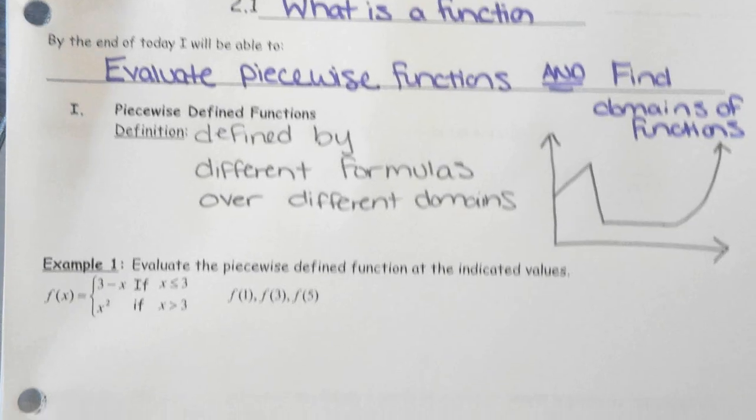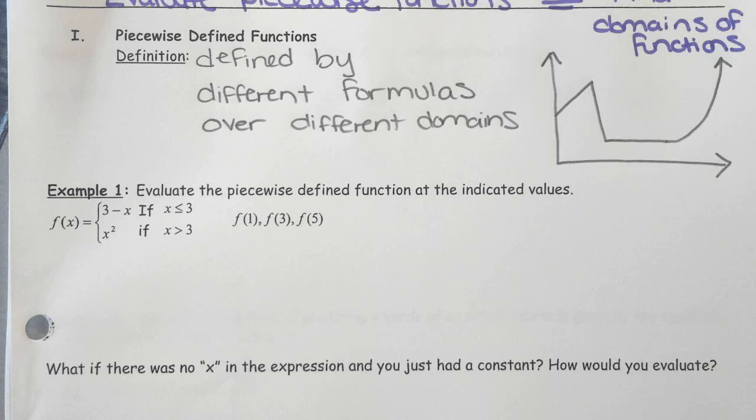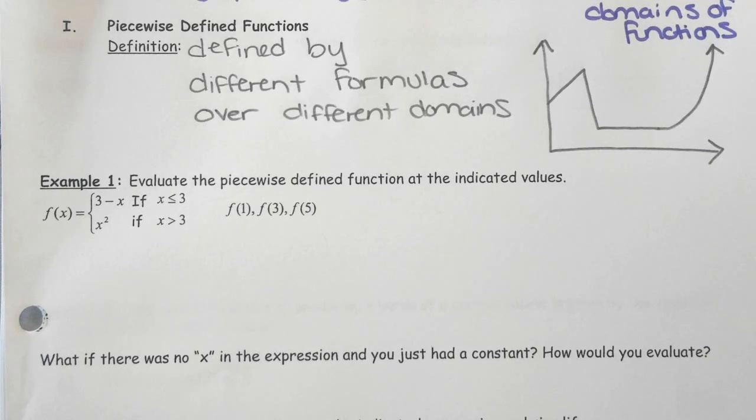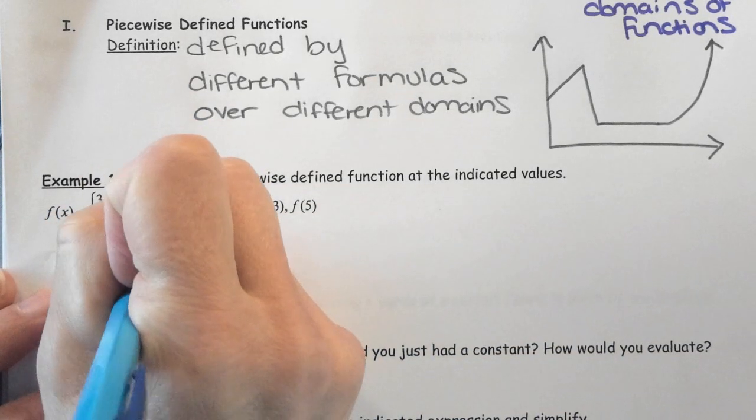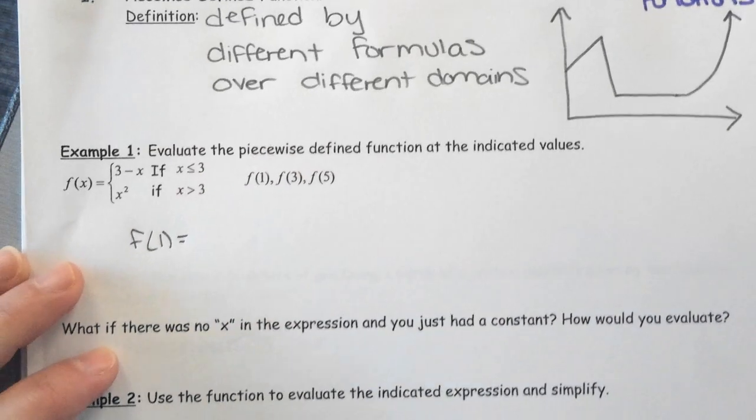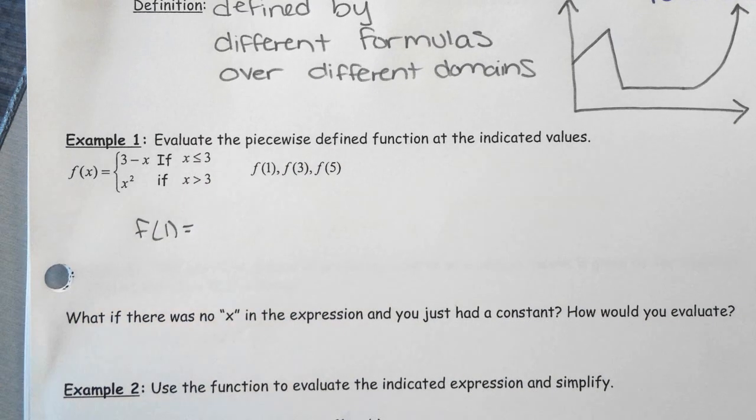Okay. Here's what a piecewise function looks like. If you're hearing the words and thinking, I don't really remember what that is, this is what they look like. It gives you multiple equations, but they only live in certain spots. The first thing I want to talk about is evaluating. Evaluating means plug in the value. So let's start at f of 1. We're going to plug in 1, but the question is, where do we plug it in?